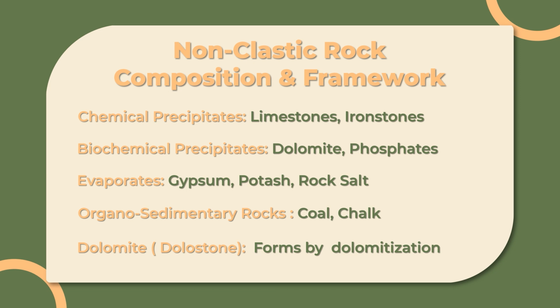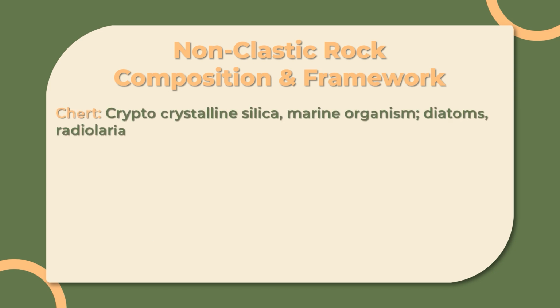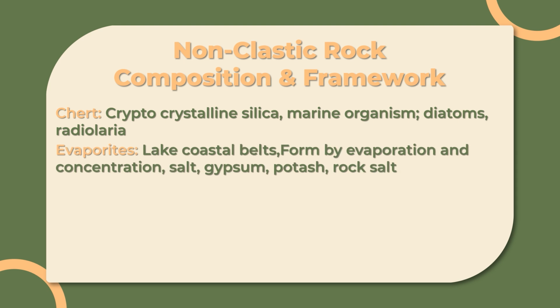Non-clastic rocks include dolomite, also called dolostone, formed by the process called dolomitization. The chert is a cryptocrystalline silica formed orthogenically. They form in marine organisms. They are found in diatoms and radiolaria. Then you have evaporites, they form in lake or coastal belts, formed by evaporation and concentration. Salt, gypsum, potash, rock salt, etc., they all form by evaporation.